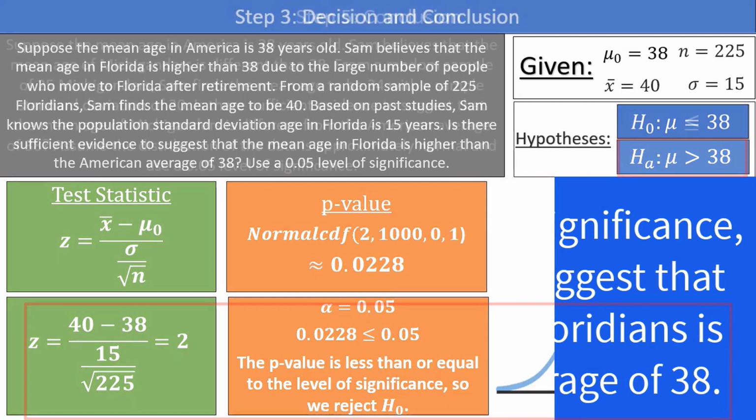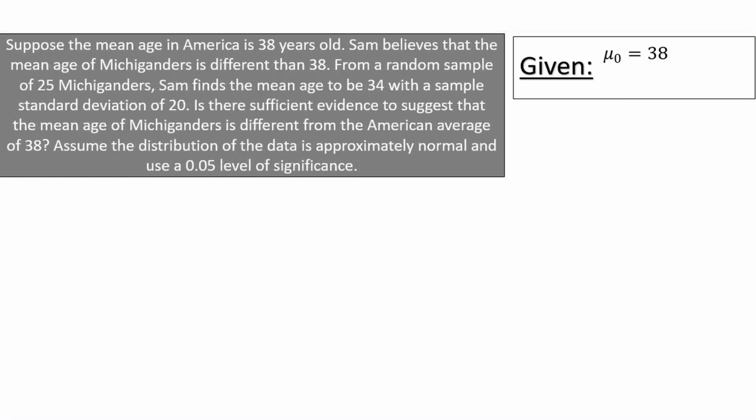Alright, let's try a similar problem, but let's change it up a bit. Instead of comparing the average age of Americans to that of Floridians, let's compare it to Michiganders. This time we believe the mean age of Michiganders is different from the American average of 38. Our sample consisted of 25 Michiganders with a mean age of 34 and a sample standard deviation of 20.